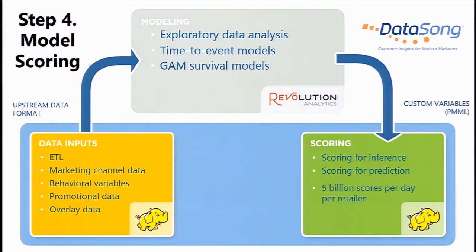So how was this actually implemented in practice by DataSong? It started by taking all that data you saw there on the left-hand side and loading it into Hadoop. All that marketing channel data, those behavioral variables, the promotional data, what they call the overlay data that comes from the individual customer records, goes into the big Hadoop infrastructure. That's where the data scientists start. The data scientists get access to that data in Hadoop through some connections that we provide in Revolution Enterprise. They start off with exploratory data analysis.